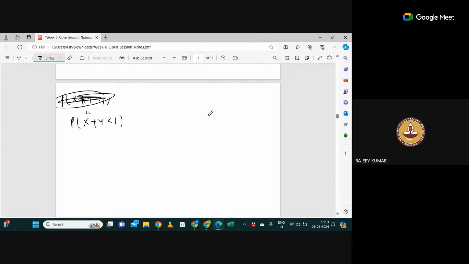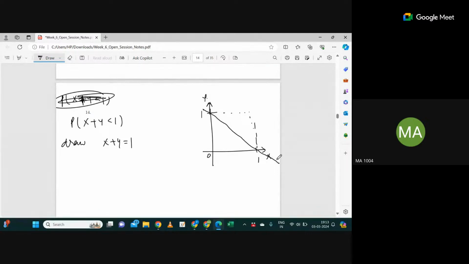Yes, we will draw the graph, sir. x plus y is equal to 1. Correct. So first we will draw for x plus y equal to 1. This is x, and suppose this is y. For example, this is 1 and this is 1. Anyway, the total support was this case, right? Correct, as per the given. So x plus y equal to 1 will be this line, right?